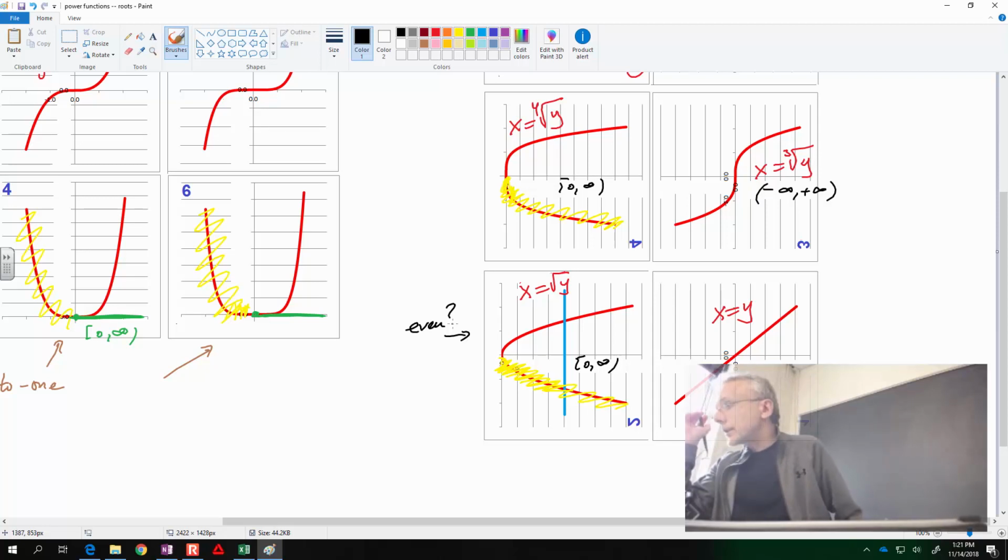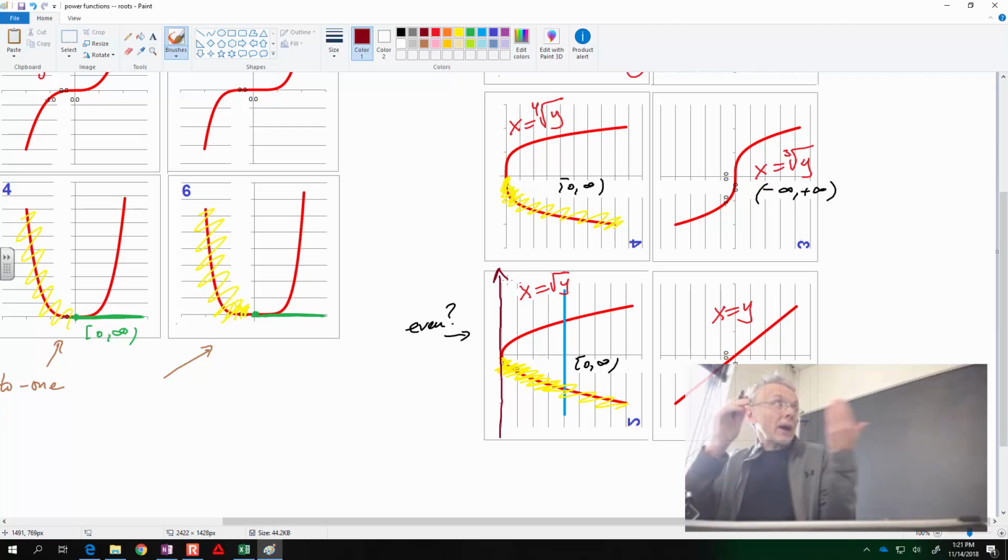Why would you say it's even? Let me show you where the x-axis is. This is the axis. So the symmetry is mirror symmetry about this axis. We don't even have anything to the left of it. So the symmetry is not this symmetry. This is the symmetry for a function to be even.